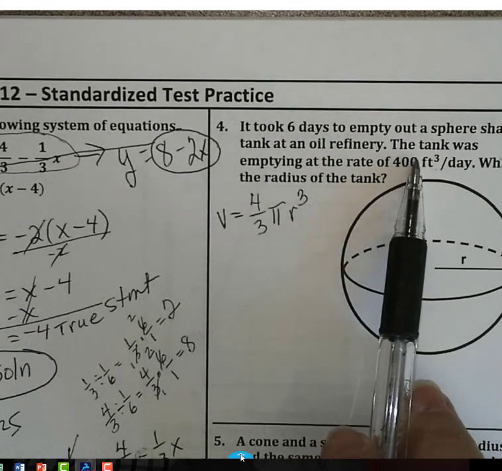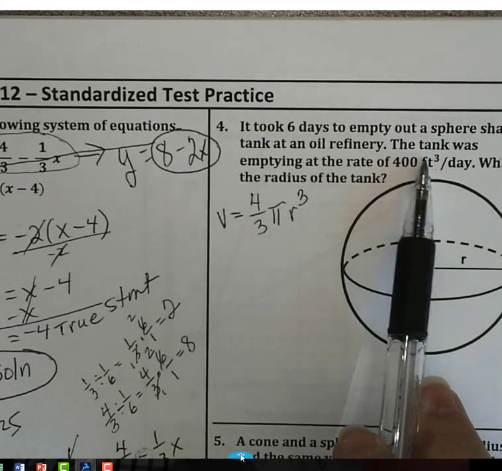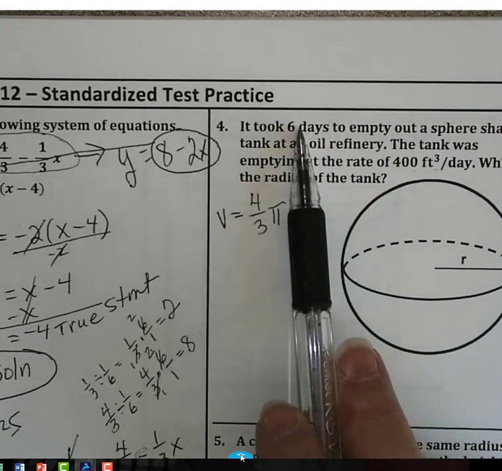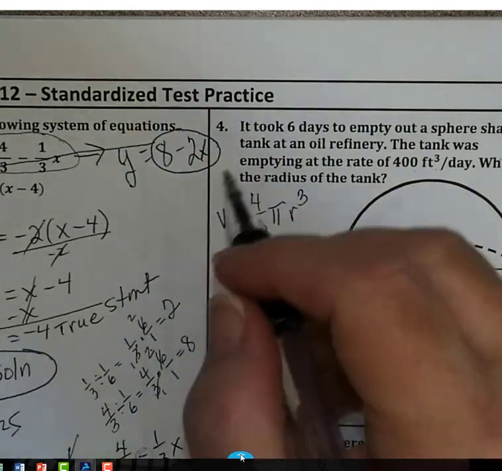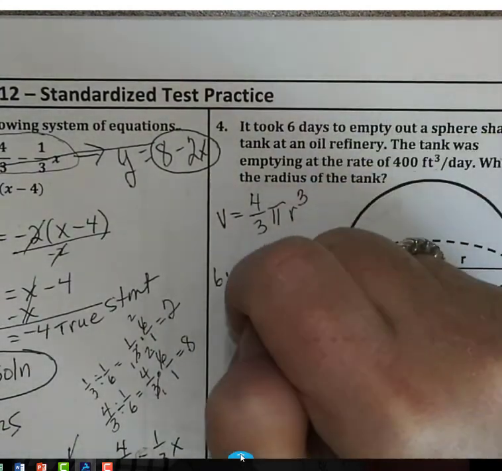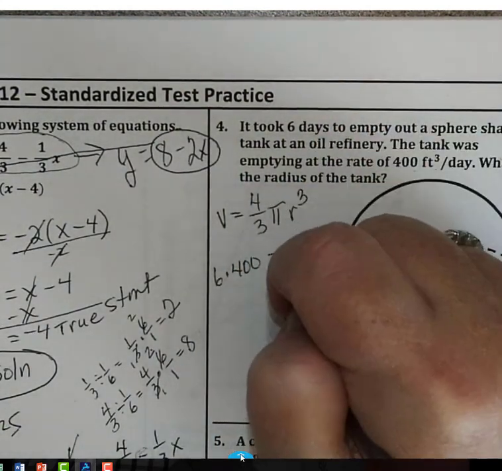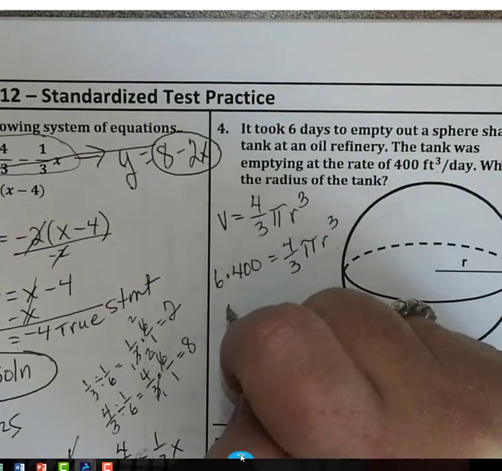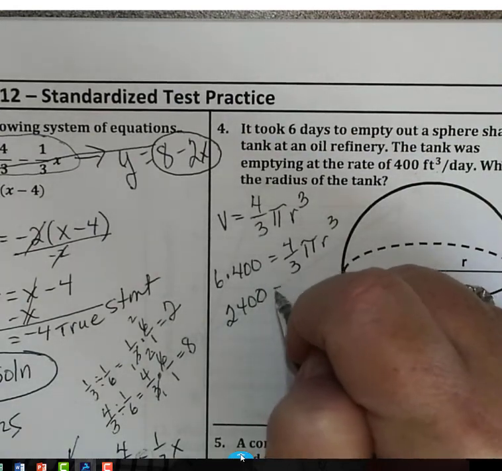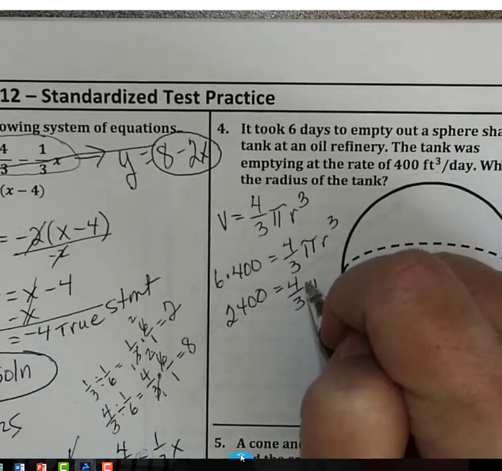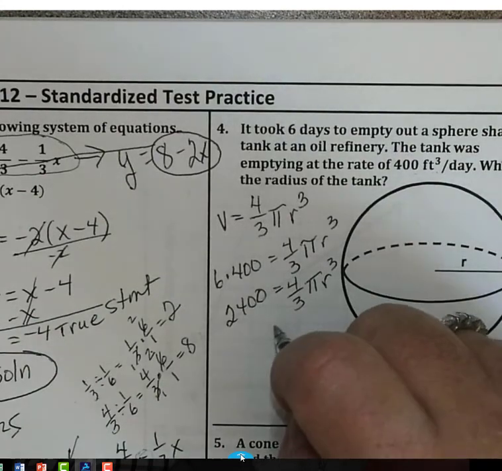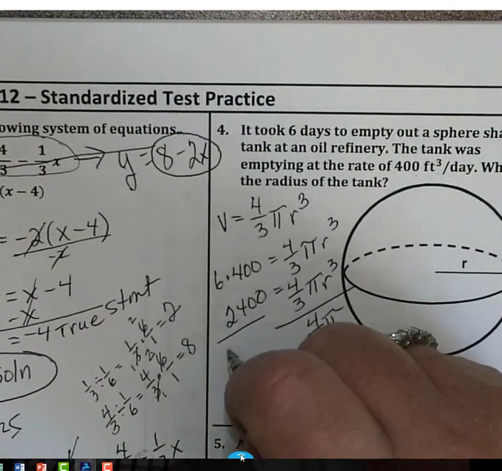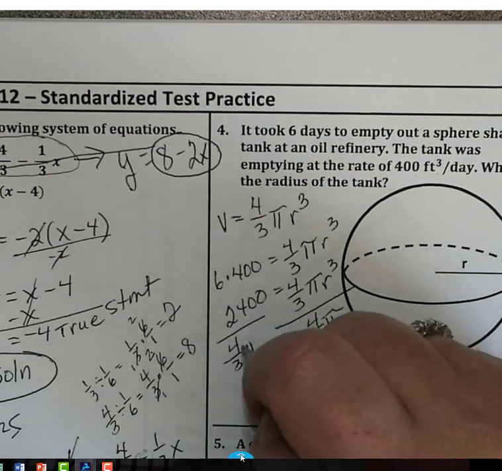So if this is the volume that emptied in 1 day and it took 6 days to empty it out, then I would just multiply those. I would have 6 times 400 equals 4/3 pi r cubed. 2400 equals 4/3 pi r cubed. Divide this side by 4/3 pi. Divide this side by 4/3 pi.